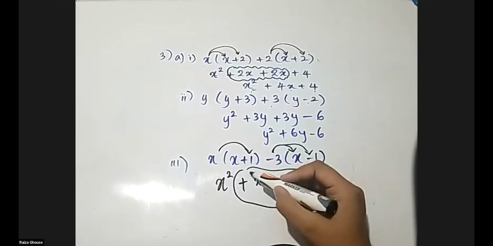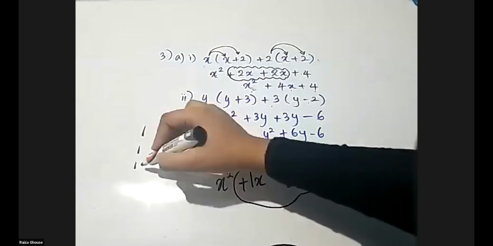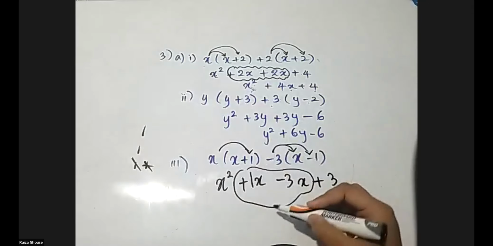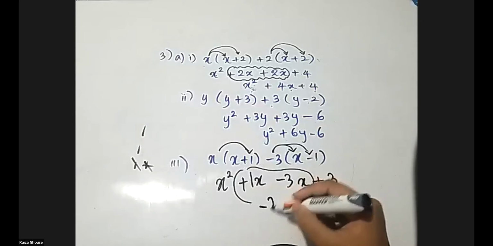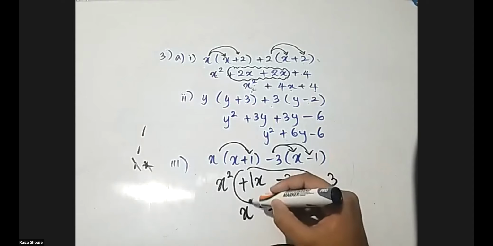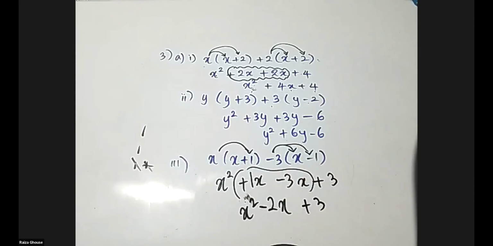Why did I say 1? Because 1x. But what did I say now? You have 3 negatives and you have only 1 positive in your pocket. You are paying that money and you are having still a debt of how much? Negative 2x. And the final answer will be x squared minus 2x plus 3. That's it. Check your answer.